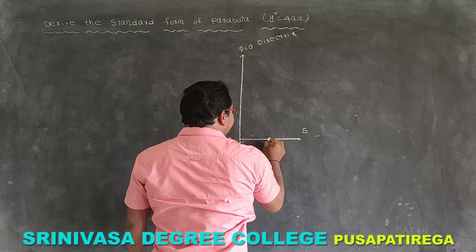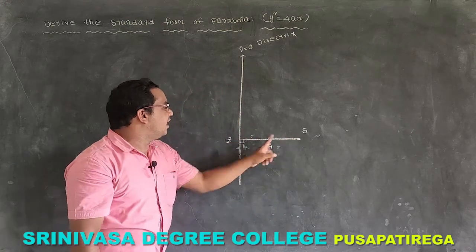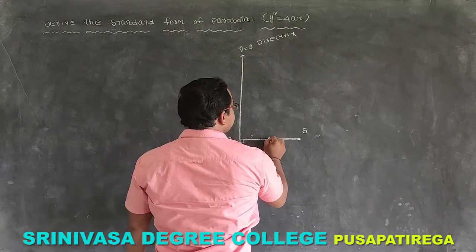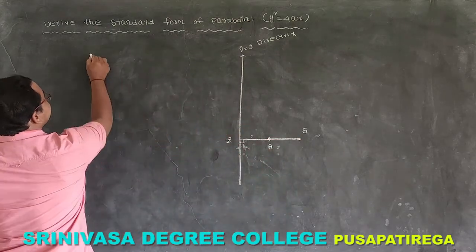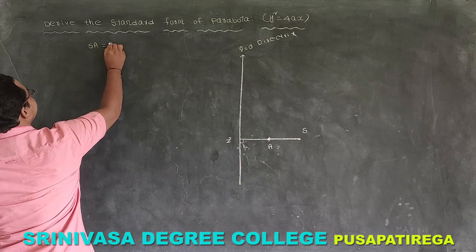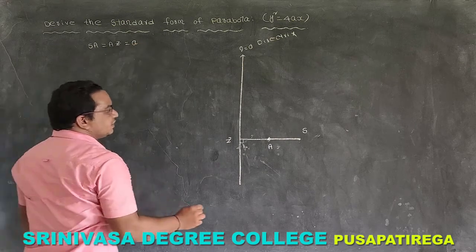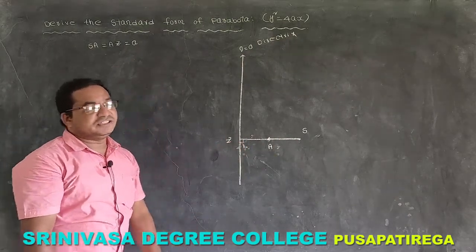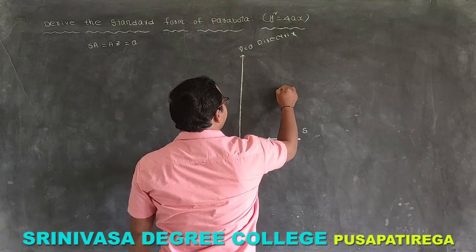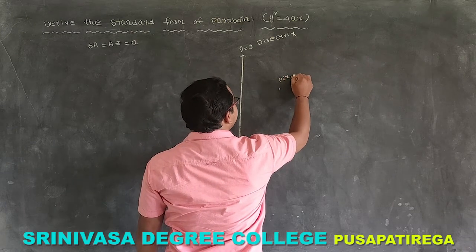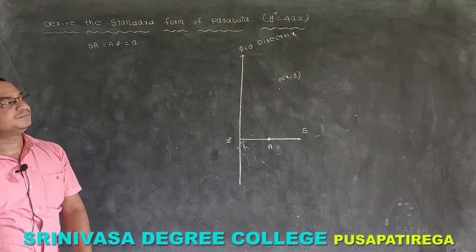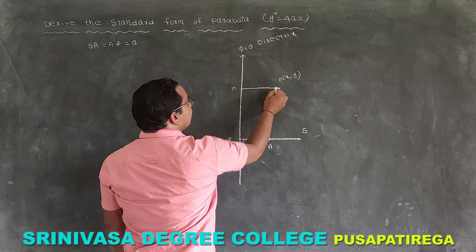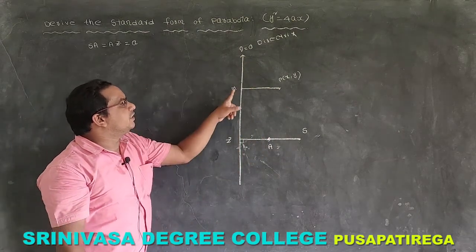Let A be the midpoint of S and Z. Now we take SA equal to AZ equal to small a, the distance from S to A and A to Z. Let P(x, y) be any point on the locus, and let M be the projection of P onto the directrix.